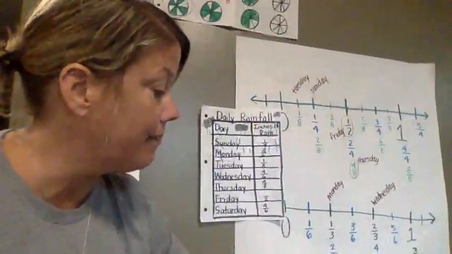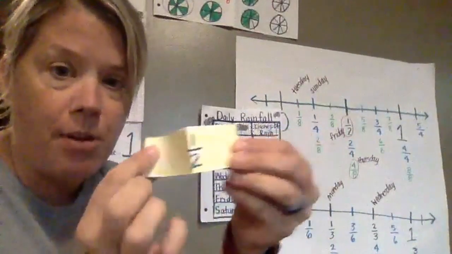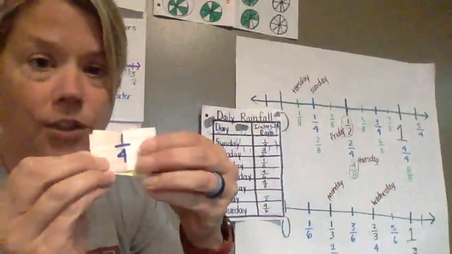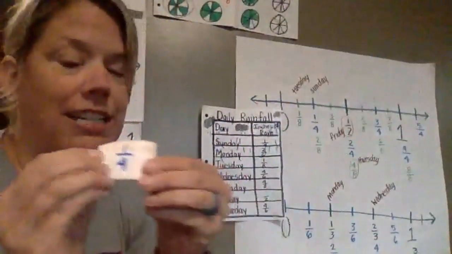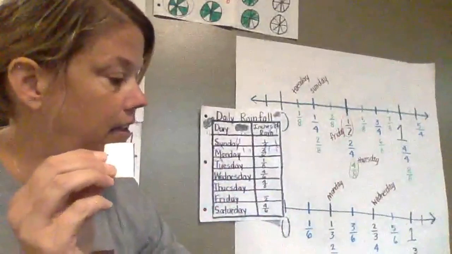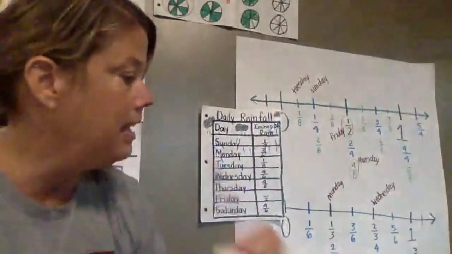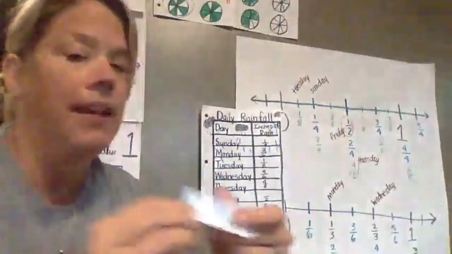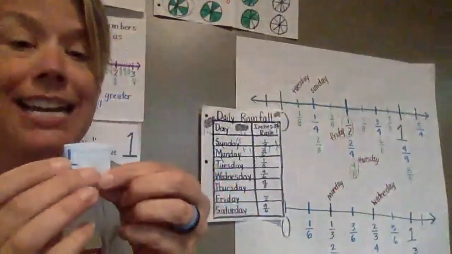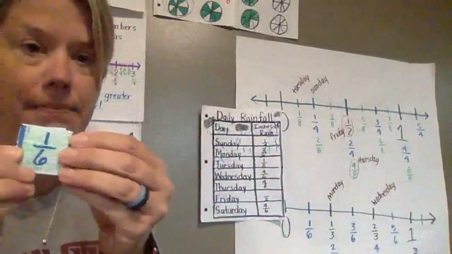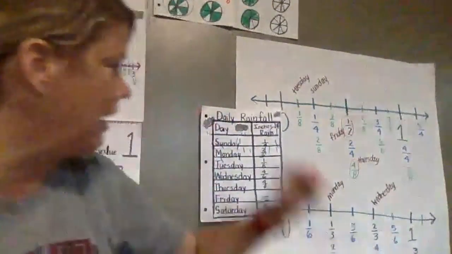Because if you take a half and partition it in half, you get a fourth. If you take a fourth and partition it in half, you get 1/8, which has the same value. Same as 1/3. If you have 1/3 and partition it in half, you get 1/6. Okay? We've done that a lot.